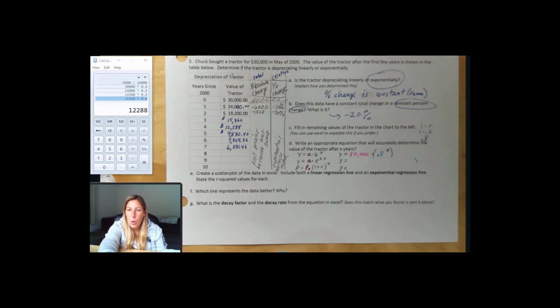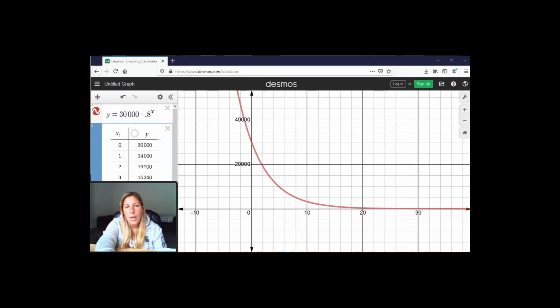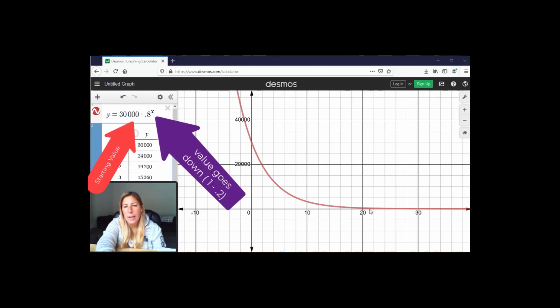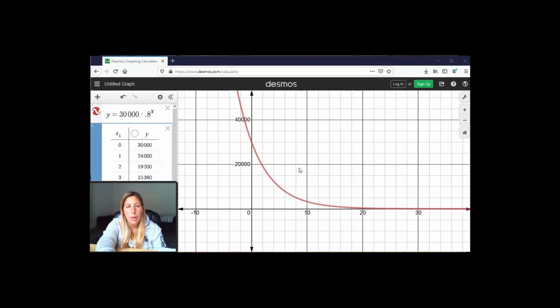Now remember what my x and my y values are. They're just different points on the graph. For example, I've graphed this function for you. Let's take a look. So here's what the function looks like. It has a starting value of $30,000, and as the years go by on the x-axis, the value of the tractor goes down.